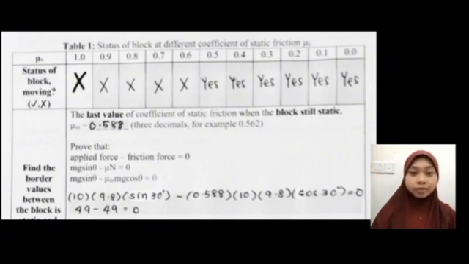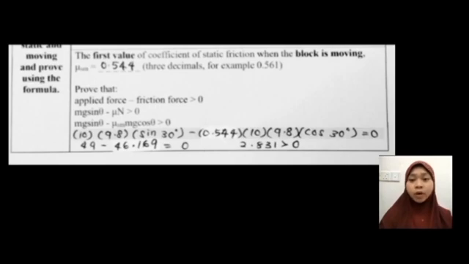When we see the block is unmoved, we put X. But if it's moved, we put yes. After we change to different coefficients of static friction, we find the number where the object is going to be unmoved, which is 0.588. We get this from the last value. Also, we want to prove with the formula whether we will get 0 or not. We put in the value and we see 0. For the value where the block is moving, we try 0.544. Proving with the formula, we get more than 0.